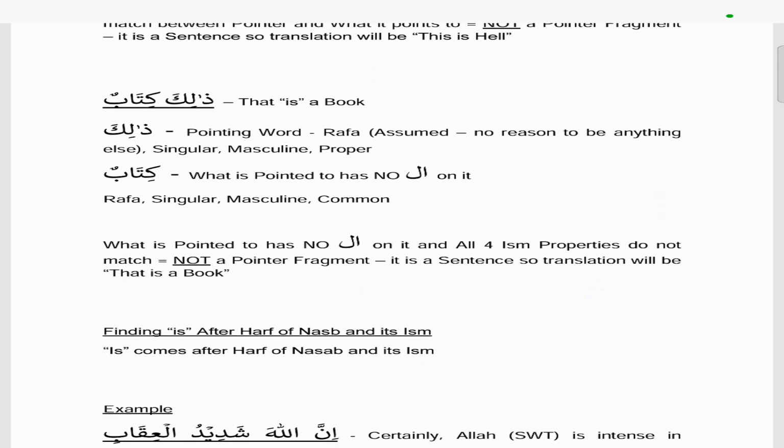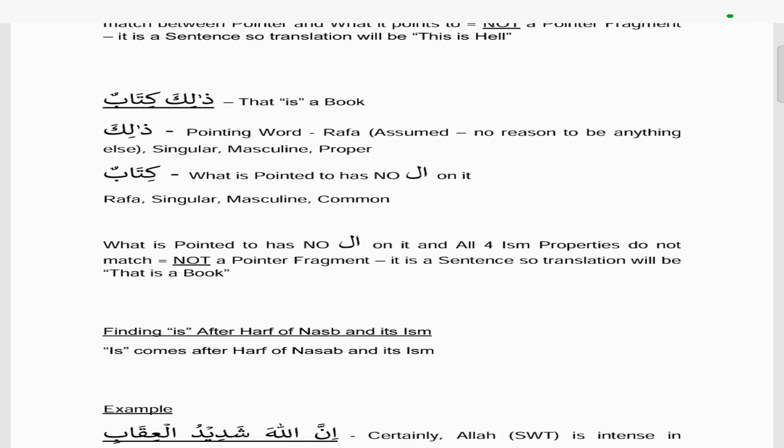So here, zalika kitabun, so that is a book is the translation. Zalika is a pointing word. Again we assume that it's rafa, there's no reason for it to be anything else. It's singular, it's masculine, and it's proper because pointing words are proper. And the word kitabun, again, this is what is pointed to, but it has no L on it.